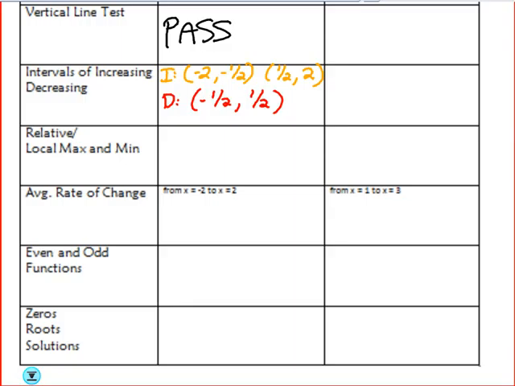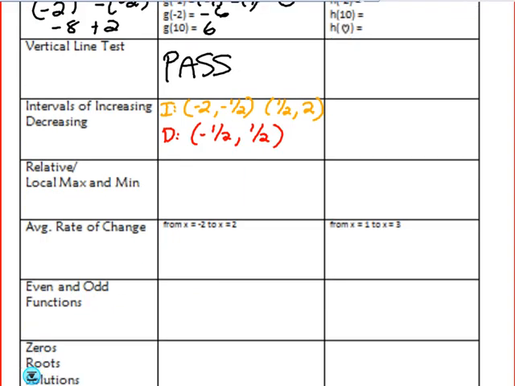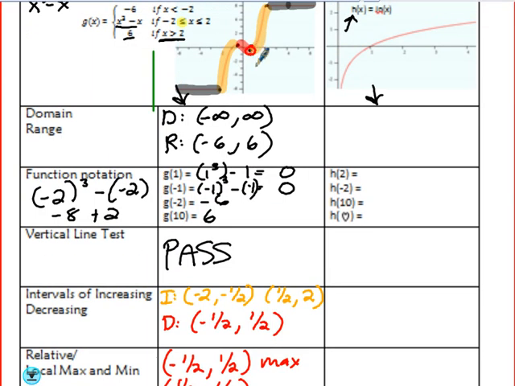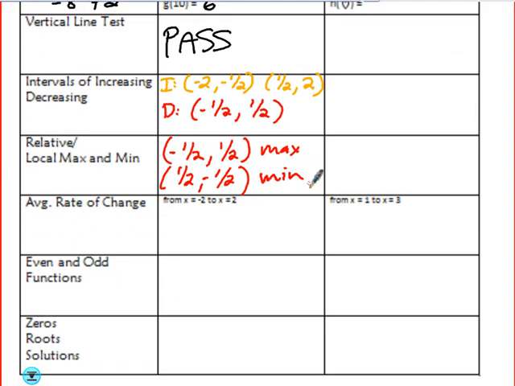Relative or local maximums and minimums occur between intervals of increasing and decreasing. So you could see it's where these black dots are. We have one relative peak, which is a maximum at -1/2. It looks like the function value at that point is right around 1/2. So -1/2 is a max. And then you have a min, which is a valley at +1/2. It looks like -1/2 is the y value, because you can see here it dips down. I'm talking about that point right there, 1/2, -1/2. That's a min.